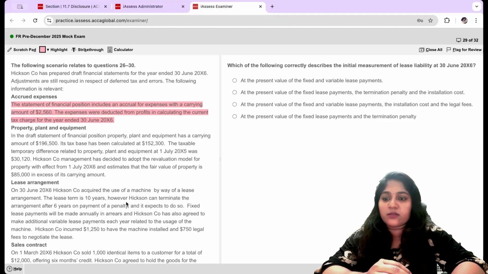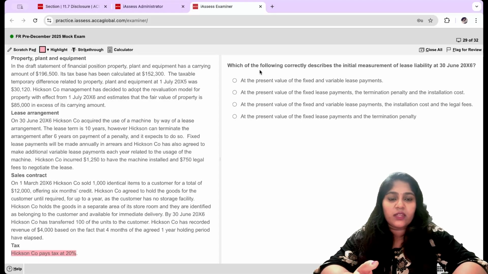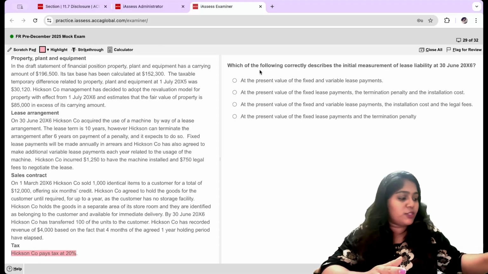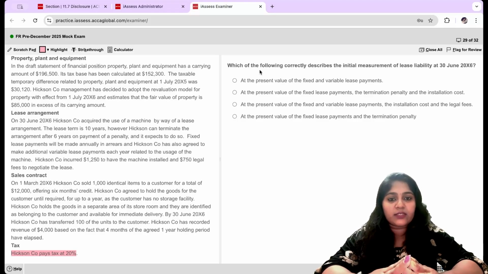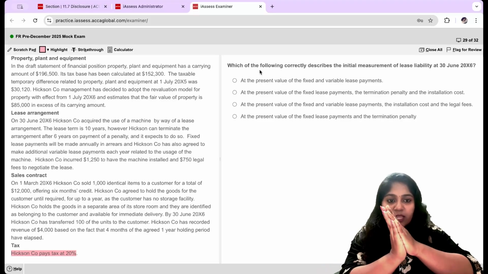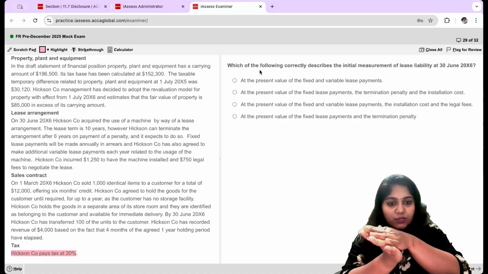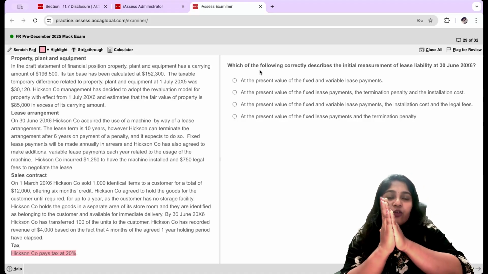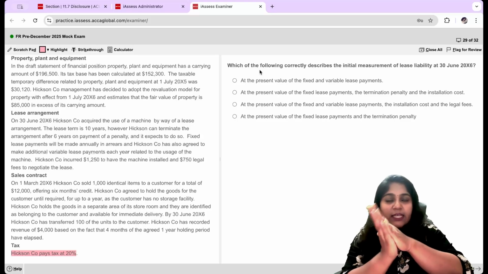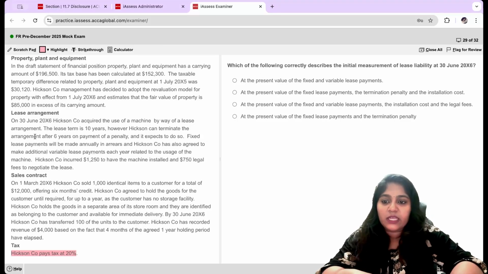Next, it's about lease arrangement. Which of the following correctly describes the initial measurement of lease liability at 30th June X6? Initial measurement of lease liability, if you all remember, is the present value of future cash flows. If you have any variable lease payments, that comes into the picture, plus if you have a purchase option exercise, plus any termination penalty. So here, maybe you can give a read about it.